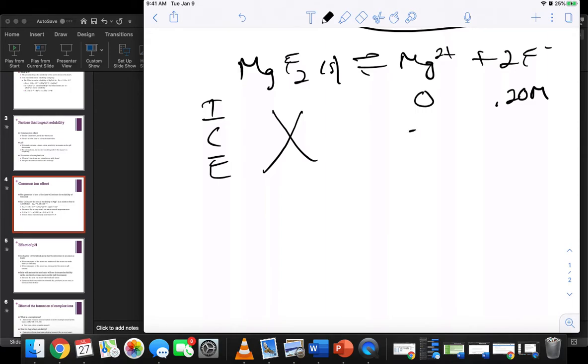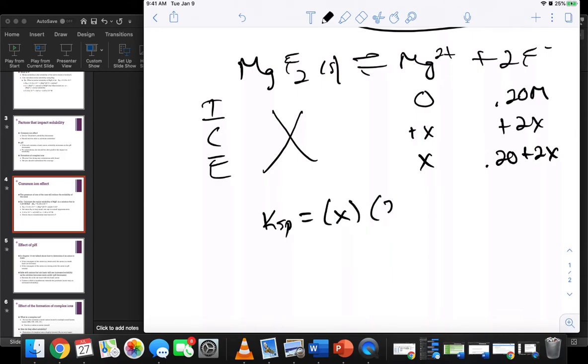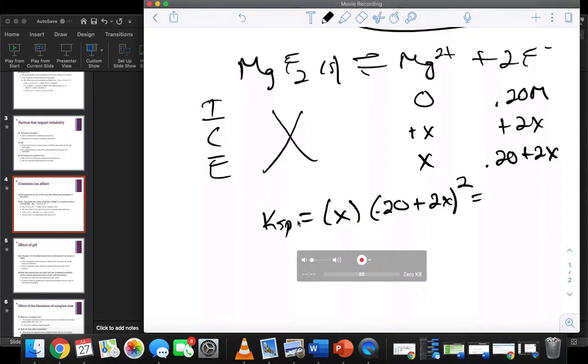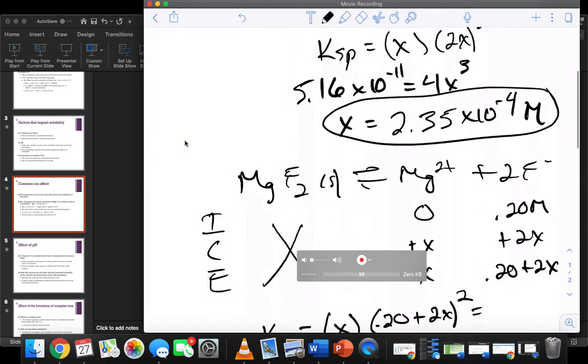Now the change is still the same that we would have before. We'd have plus x and plus 2x, minus x and 0.20 plus 2x. And now I can write an equation for my KSP. KSP would be x times the quantity 0.20 plus 2x squared. Except my KSP, we were given the KSP in the previous example for this one, if I scroll back up, 5.16 times 10 to the minus 11.